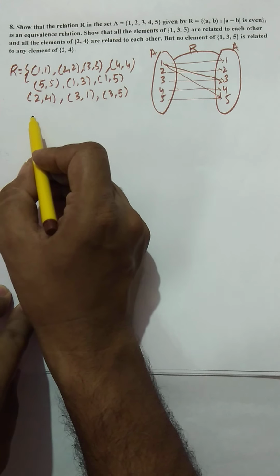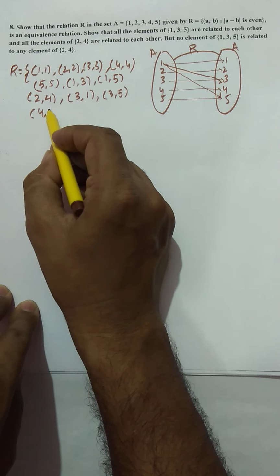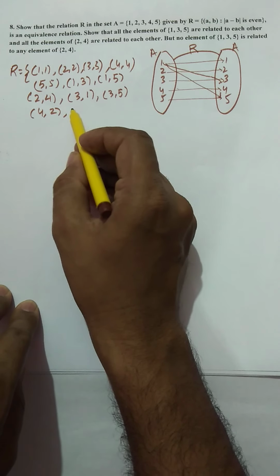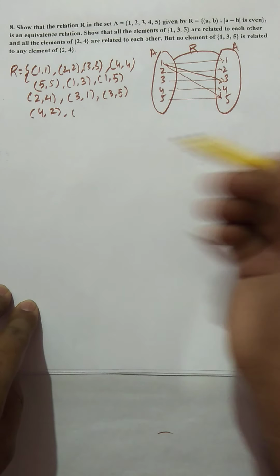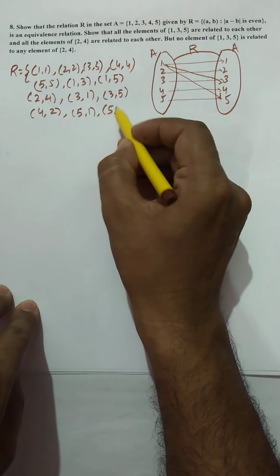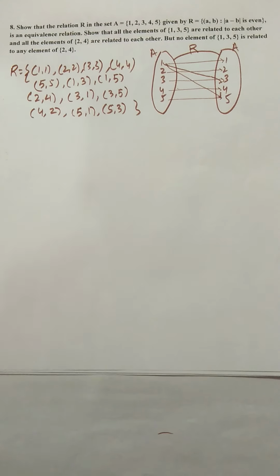So now start with 4. 4, 1 cannot be taken. 4, 2 yes can be taken, and then 4 cannot be taken with 5. Now 5 comma 1 can be taken. 5 comma 3 can be taken, and 5 comma 5 we already taken. So this is the roster form.